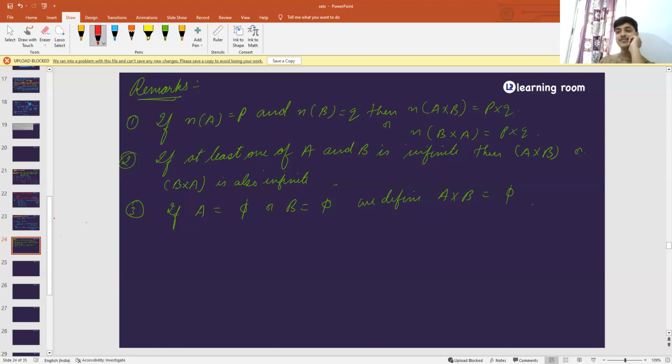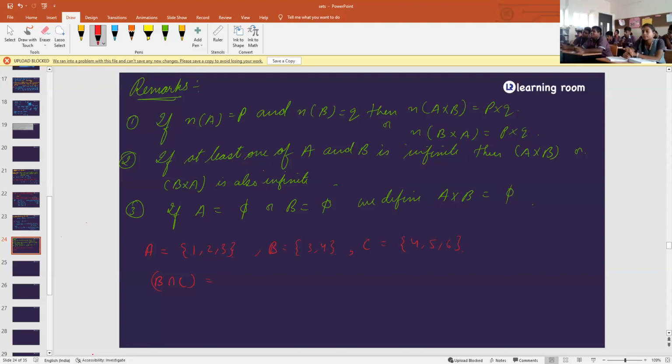Written, everyone? Yes, sir. Okay. Now tell me. I have a set A as 1, 2, 3. And set B as 3 and 4. I have one more set C as 4, 5, and 6. You all do it by yourself and find me the value of B intersection C. What is B intersection C? 4. B intersection C is 4.